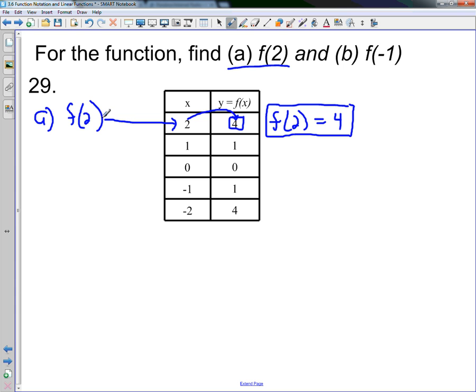We're going to want to know what happens when I plug in 2 for x. Well, there's x is 2. The result is 4. Part B. F of negative 1. Well, this is saying if my x value is negative 1, which is right here, what is it going to produce? It's going to produce a 1. So f of negative 1 equals 1.